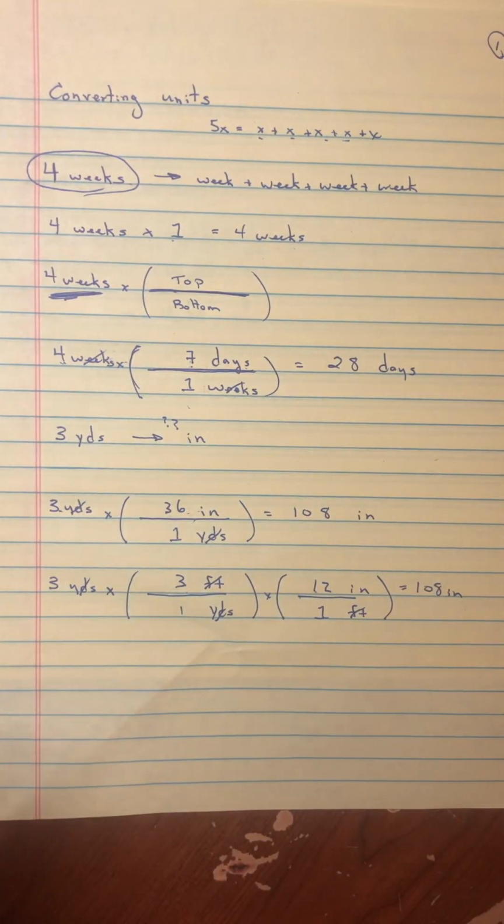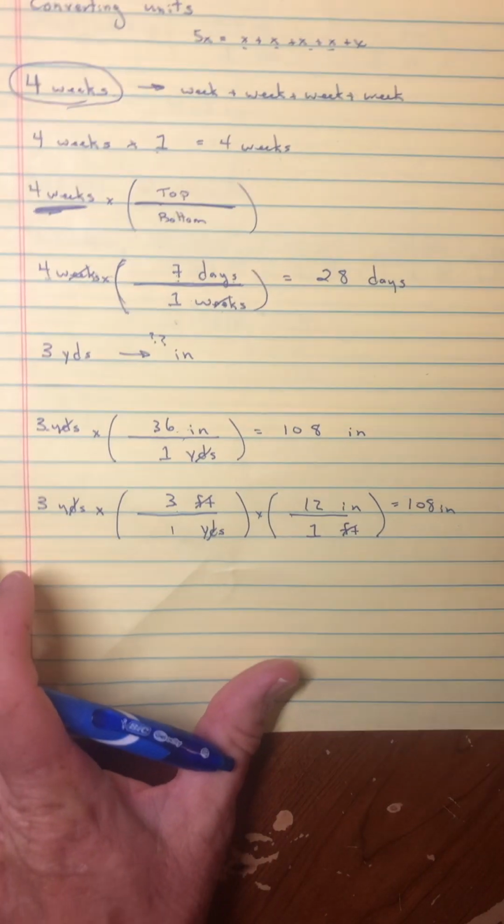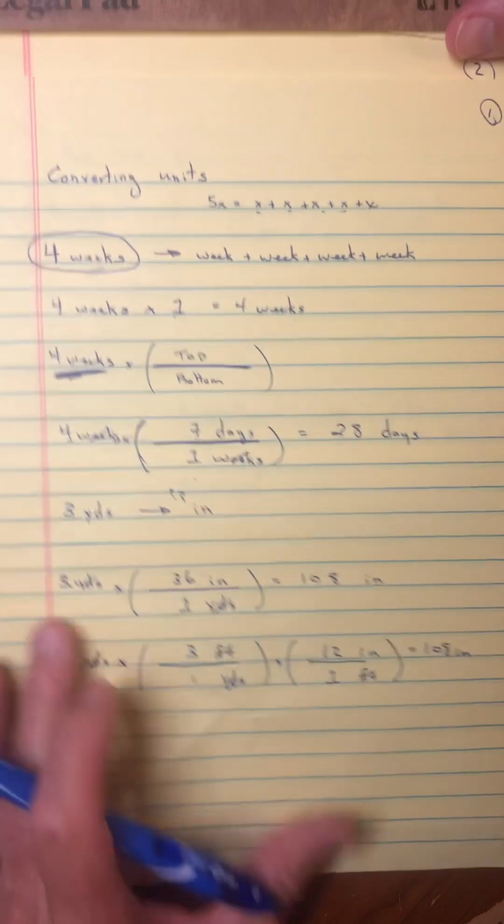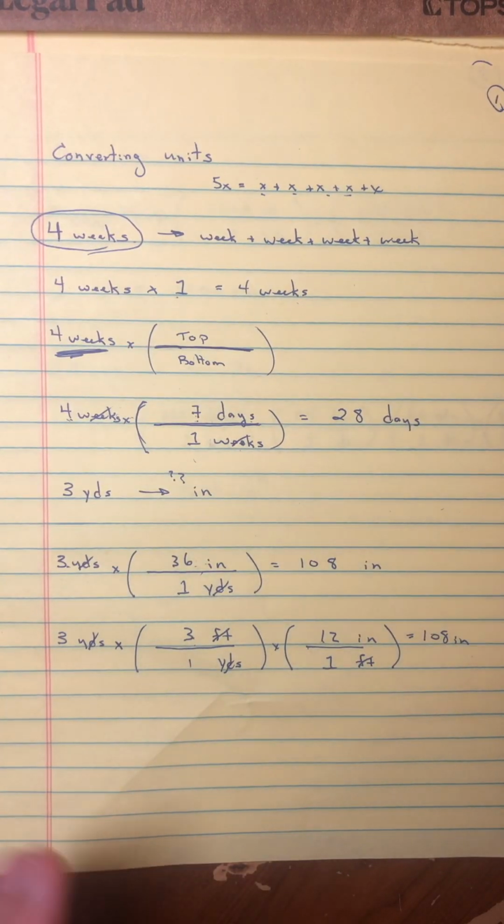So that's kind of logic number 1. And that's what most of you have probably been exposed to. I think that's the easiest way to convert units. It's kind of straightforward. It's very mechanical. It's probably what you learned in middle school and in high school.